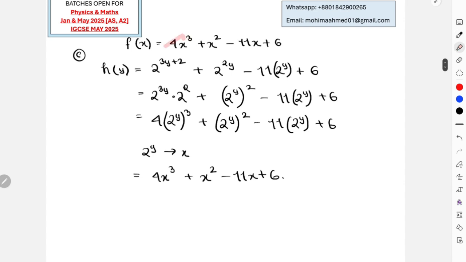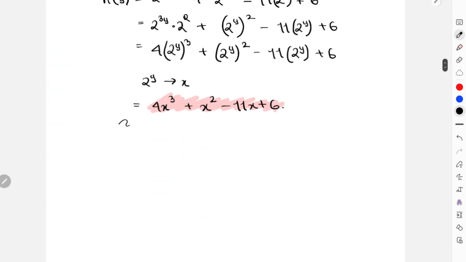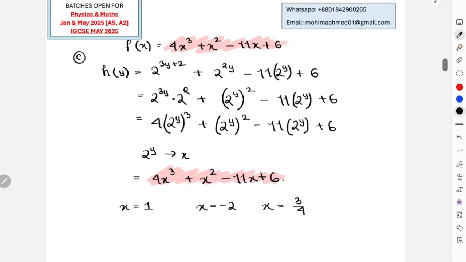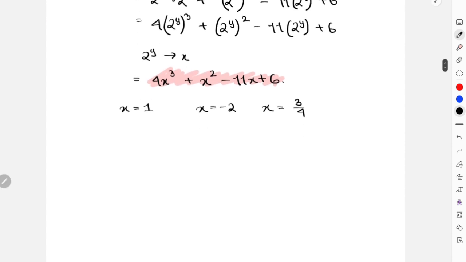Now you can see that this equation and this equation is entirely similar, right? So the solutions for the previous equation that you got were 3 over 4, 1 and minus 2. So in that case I know that the solutions from this case would actually be x equals to 1, x equals to minus 2 and x equals to 3 by 4.